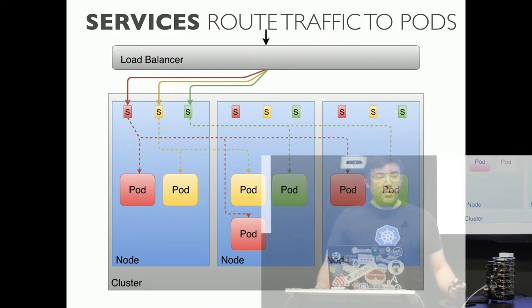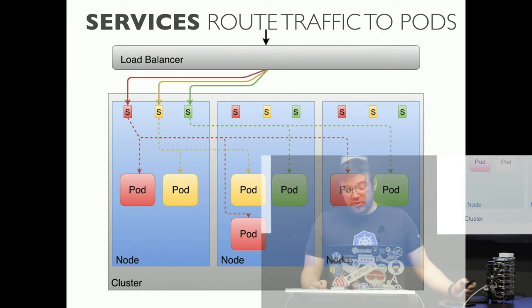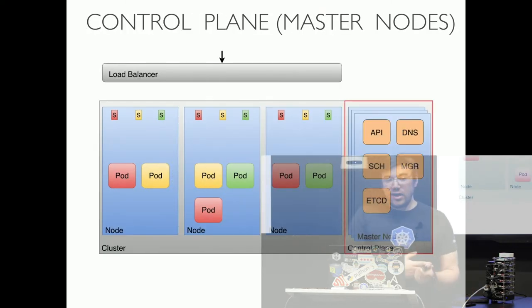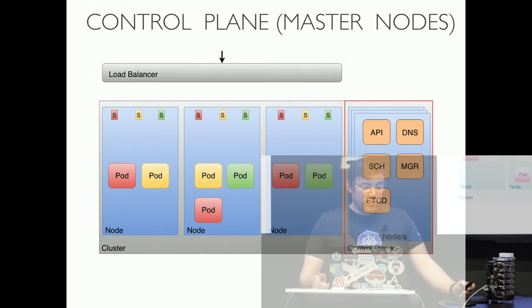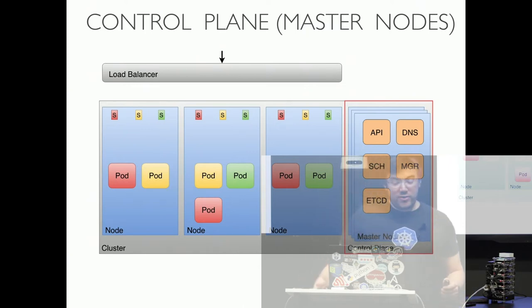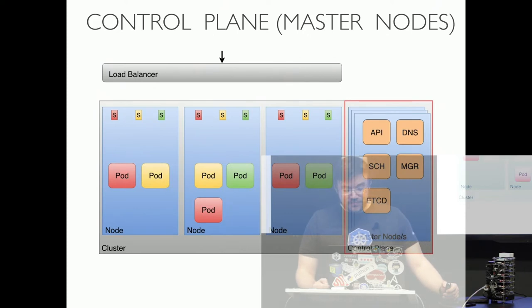Or if you want to scale up, even add an additional node, it can distribute the pods across the additional nodes. This doesn't happen all through magic. There's actually an additional node that orchestrates all of this activity, and that's called the master node or control plane. And there are a few services that run on this. There's an API service, which is like the center of everything, a DNS service, an etcd service, which saves the state of the cluster, and a bunch of other things.